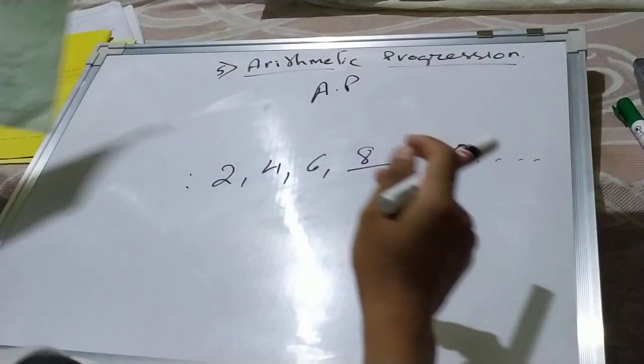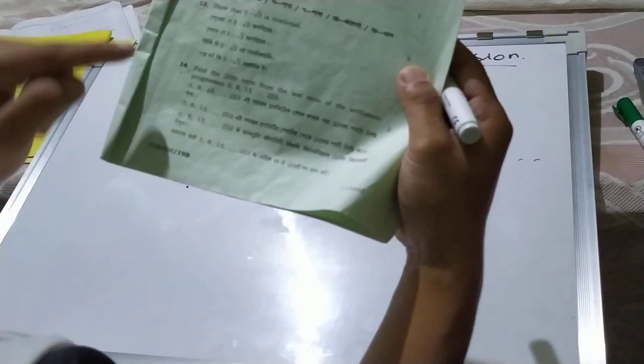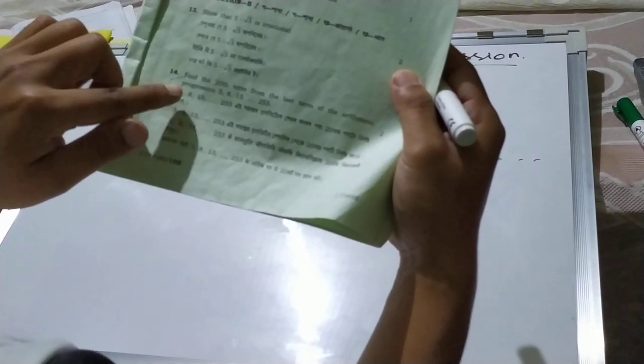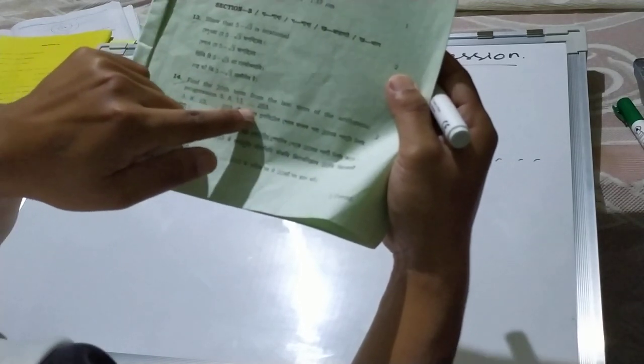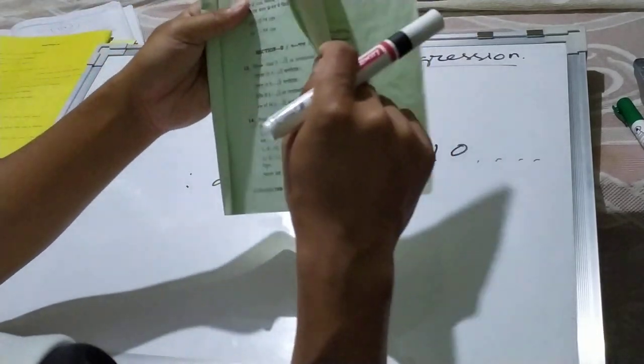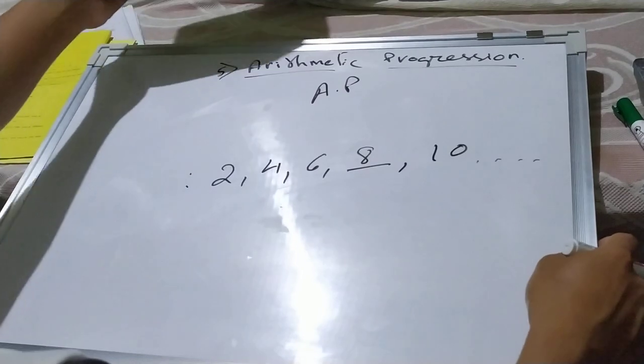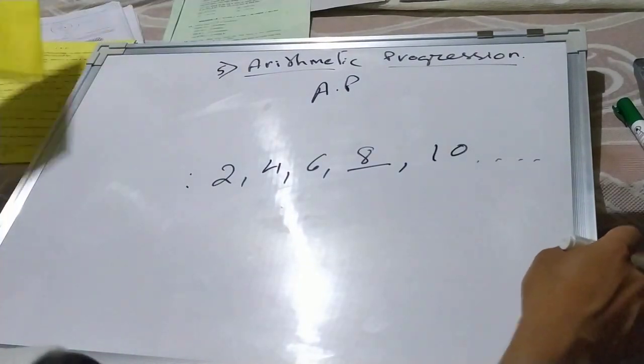Matric 2018, question number 14: Find the 20th term from the last term of the arithmetic progression 3, 8, 13, ..., 253. This carries 2 marks, or 3 marks. In the exam it can be 5 marks or 7 marks. In matric, that's why it's very important.